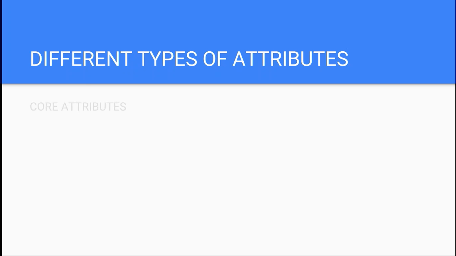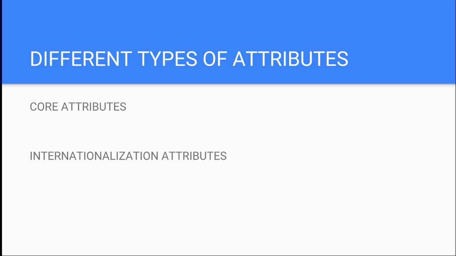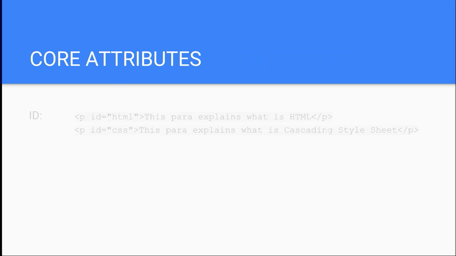What are the different types of attributes? There are three different kinds of attributes. One is the core attribute, the other one is the internationalization attribute, and the third one is the generic attributes. Let us discuss the core attributes.